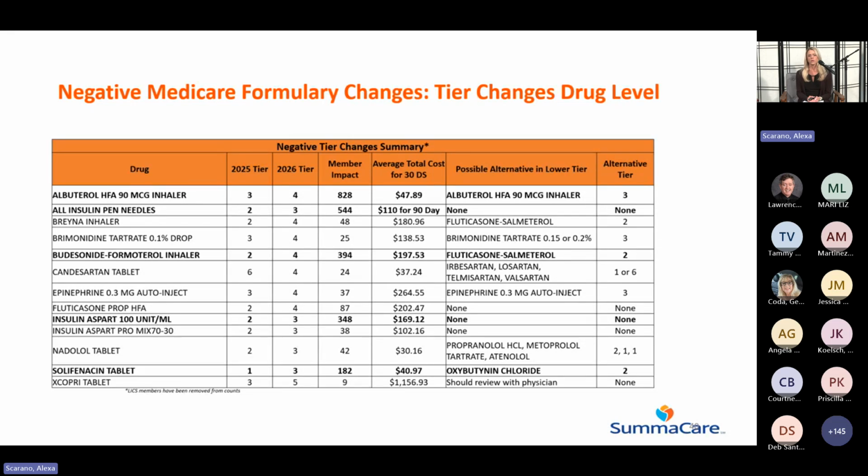And then the other one I wanted to just highlight is the insulin aspart. That is moving from Tier 2 to Tier 3, but keep in mind all insulins are still capped at a $35 copay for a 1-month supply.